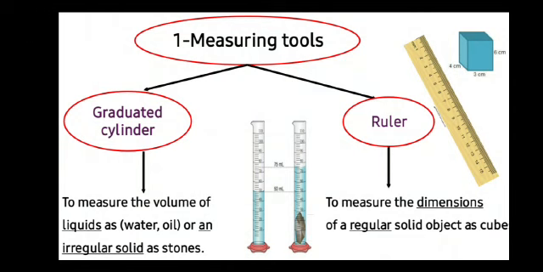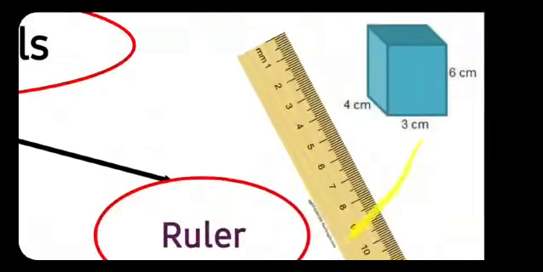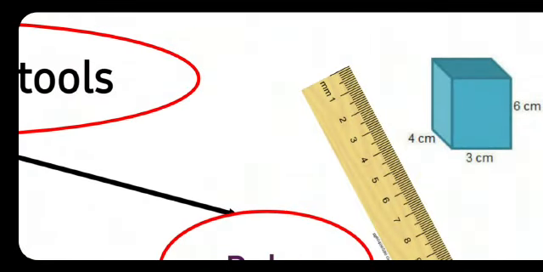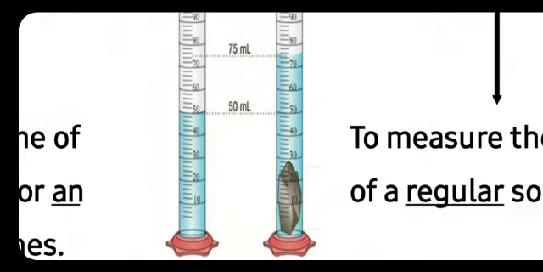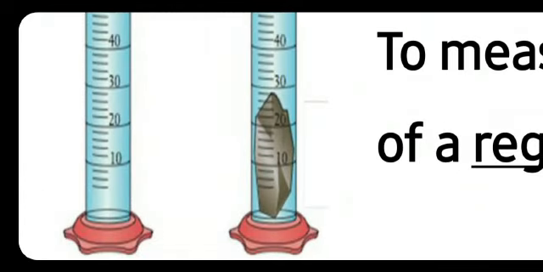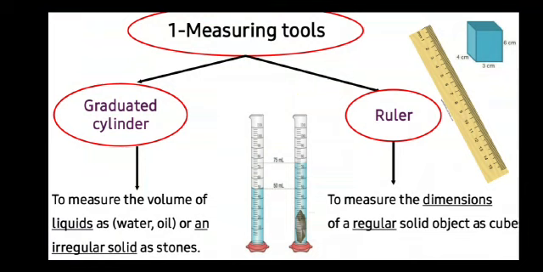What are regular and irregular solids? A regular solid has dimensions, like this cube. I can use the ruler to know its dimensions, and by knowing the dimensions, I can measure the volume. But an irregular solid, like this stone, has no definite shape and no dimensions, so I can't measure its dimensions. I can use the graduated cylinder to know its volume.